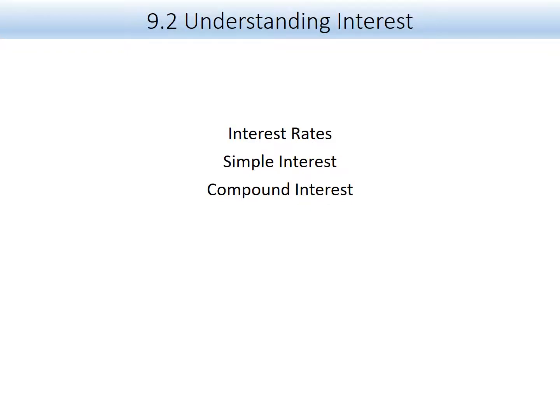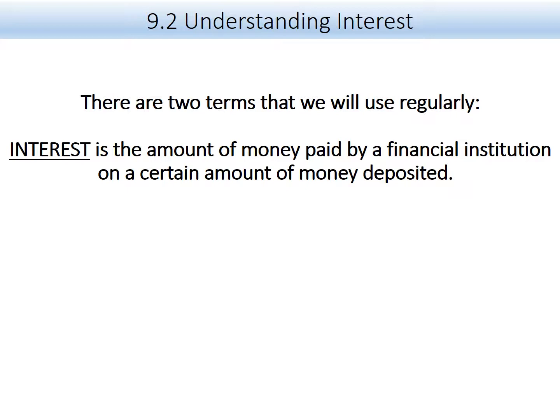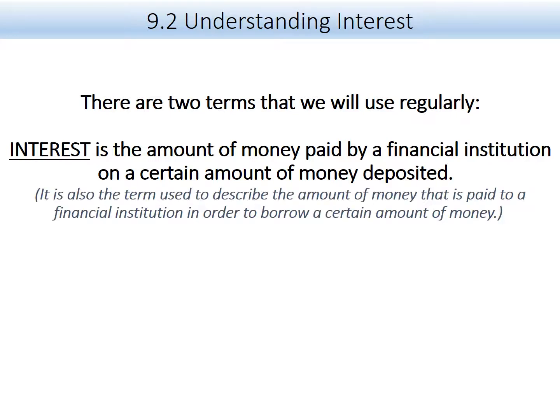In section 9.2 on understanding interest, we'll be studying interest rates and how to calculate both simple and compound interest. There are two terms that we will regularly use, the first of which is interest. Interest is the amount of money paid by a financial institution on a certain amount of money that you deposit. Or if you're borrowing, it's also the amount of money that you pay to a financial institution in order to borrow a certain amount of money.